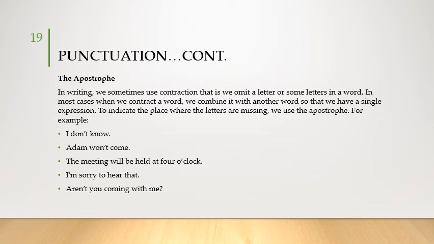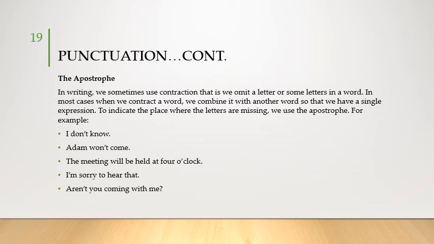So you say I don't, D-O-N, then apostrophe T to indicate that something is missing. I don't know. Or Adam won't come. Adam won't come, apostrophe. The meeting will be held at 4 o'clock. 4 o'clock, you put apostrophe. I'm sorry to hear that. Instead of I am, you contract it and say I'm. So you have to use apostrophe there.